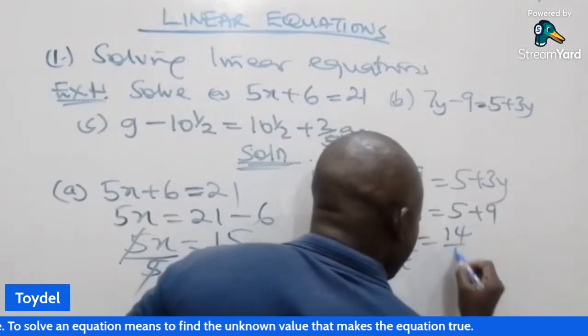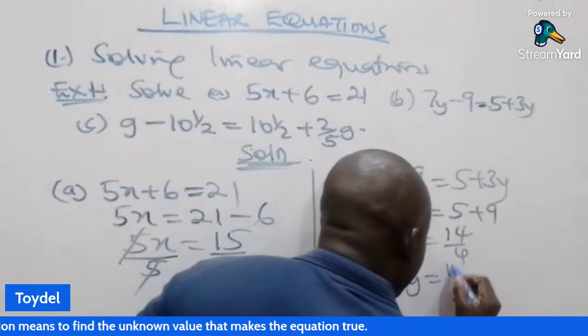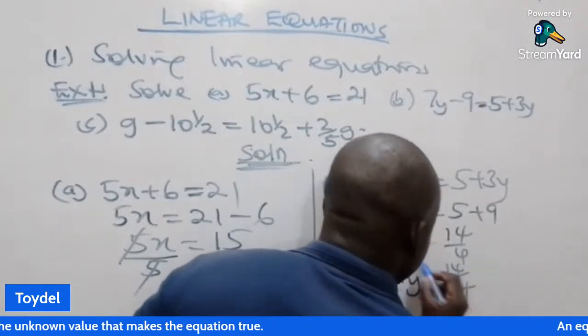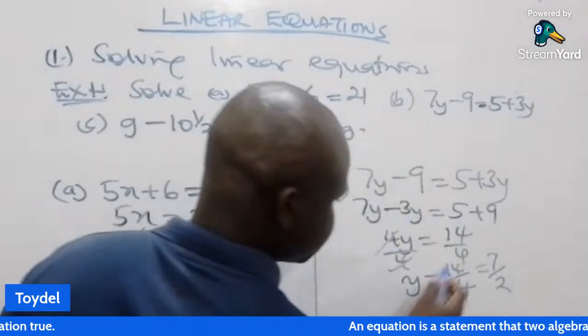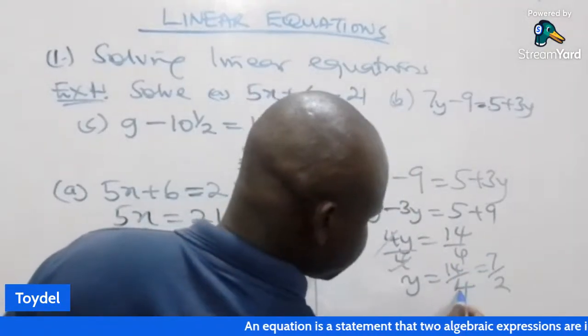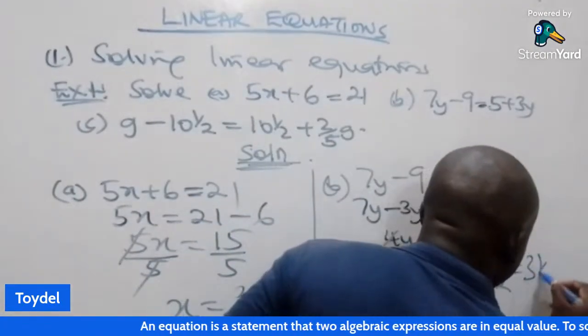Then divide both sides by 4. So y will now be equal to 14 all over 4. This will cancel this. Then this is the same thing as 7 all over 2. 2 in 14, 7. 2 in 4, 2. Which is the same thing as 3 whole number 1 all over 2.